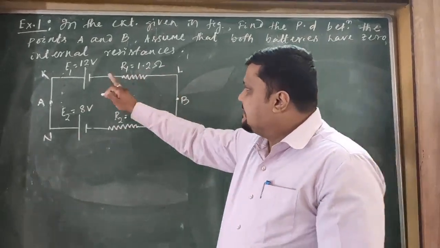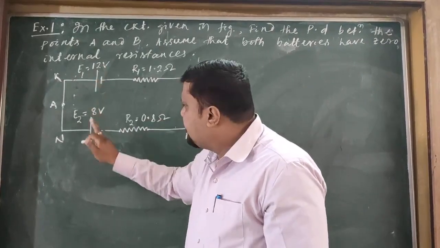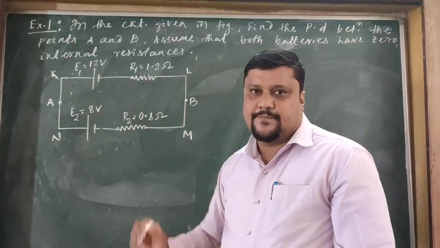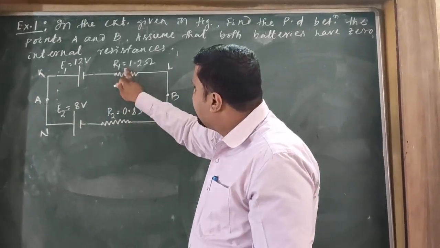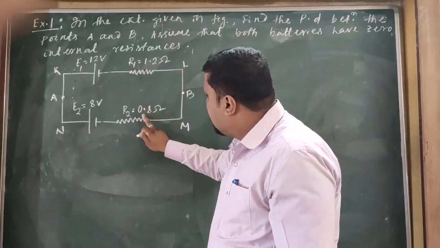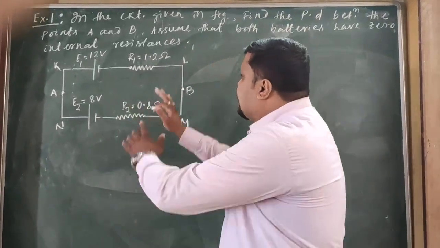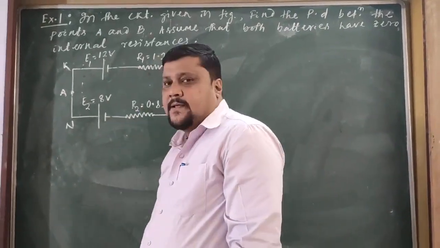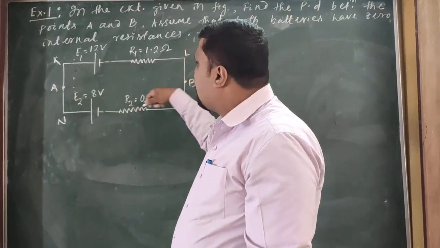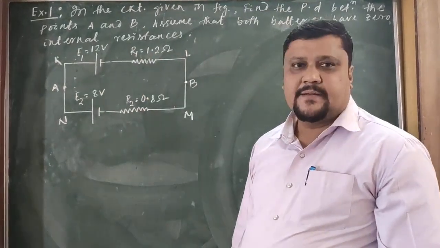E1 is a cell of EMF 12 volt, E2 is 8 volt. Two batteries are connected and there are two resistors, one of 1.2 ohm and another of 0.8 ohm. This is the circuit given to you. It is a closed circuit. When you see this, the current direction is not marked. In your question, the current direction is not given.